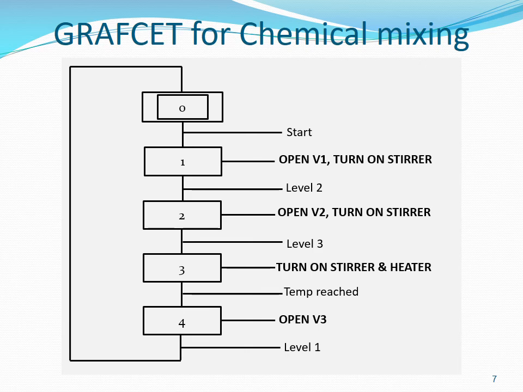When the temperature of the mix gets to the required level, the system moves from step number 3 to step number 4. In step number 4, valve V3 is opened. Valve V3 allows the mix to be offloaded from the mixer. As the mix is being offloaded, the level in the mixer is falling. When the level falls to level 1, the system moves from step number 4 into the idle step number 0.